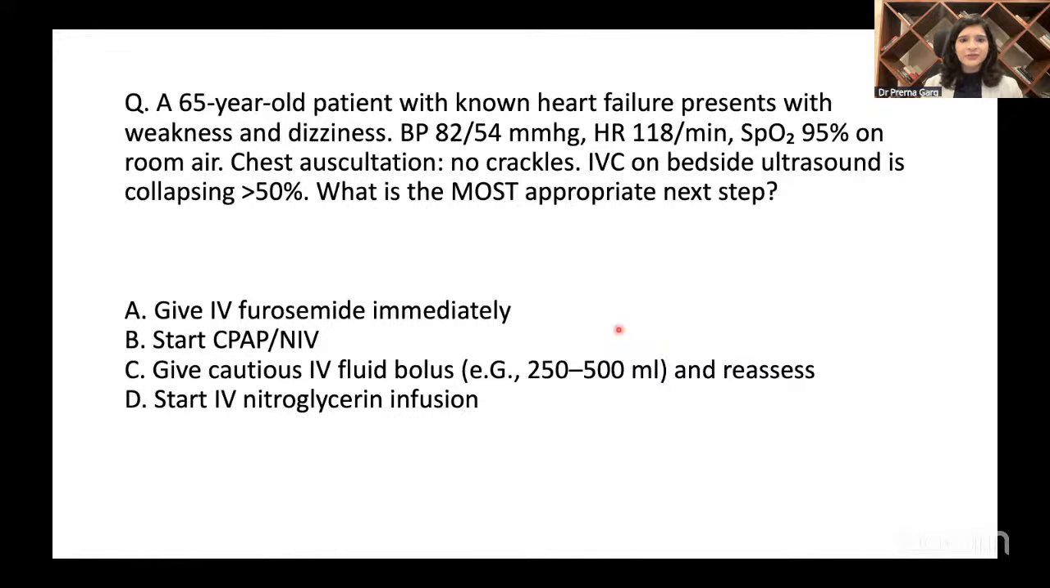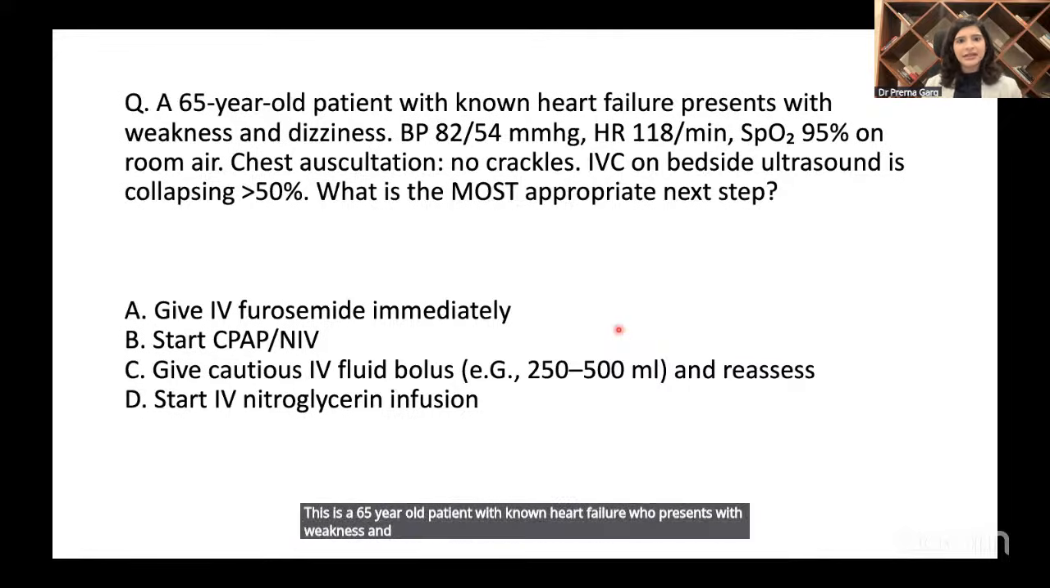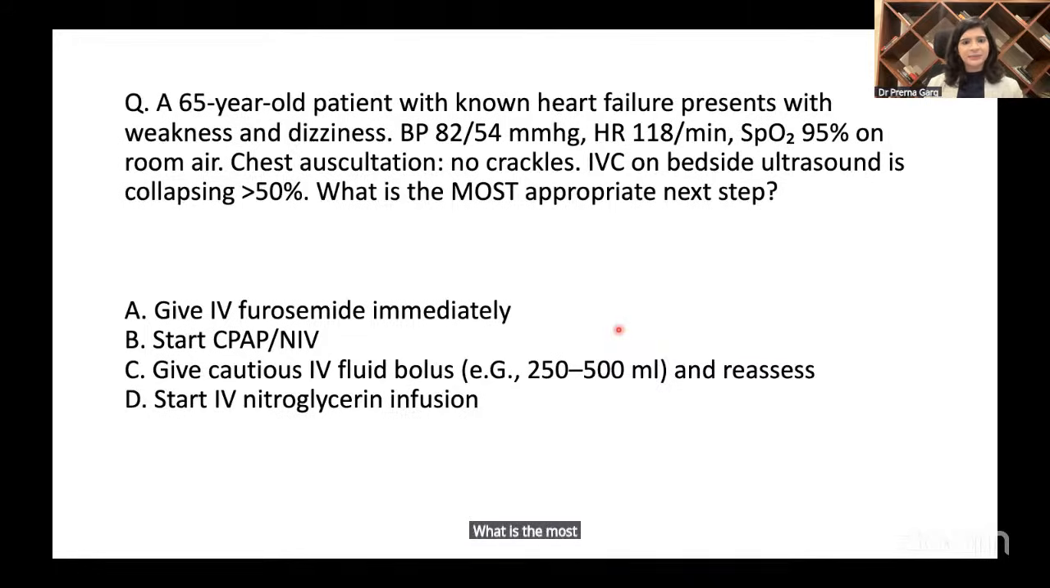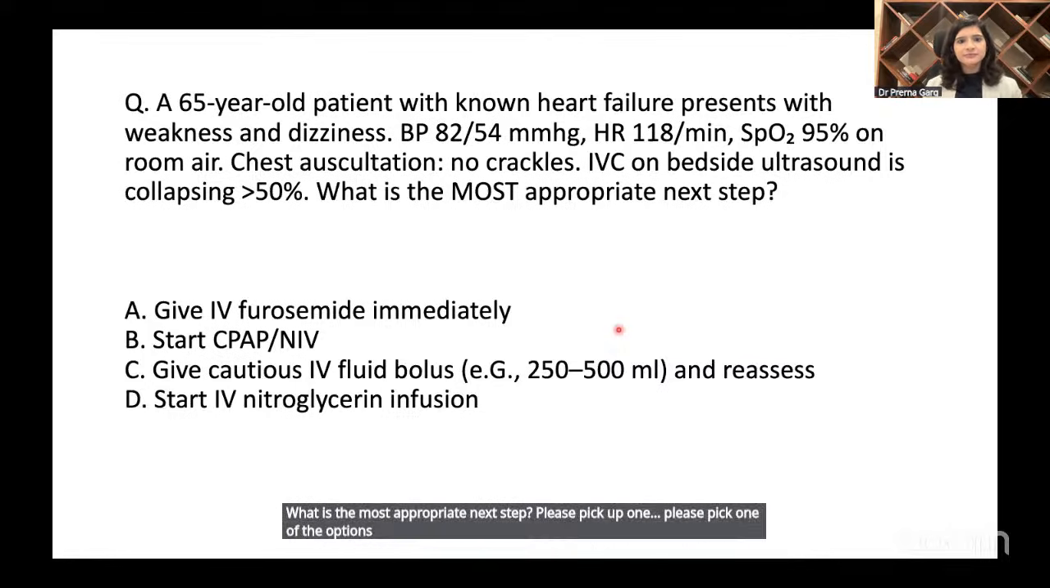This is a 65-year-old patient with known heart failure who presents with weakness and dizziness. His blood pressure is 82 by 54, heart rate is 118, saturation is 95%. There are no creps on auscultation. What is the most appropriate next step? Please pick one of the options.